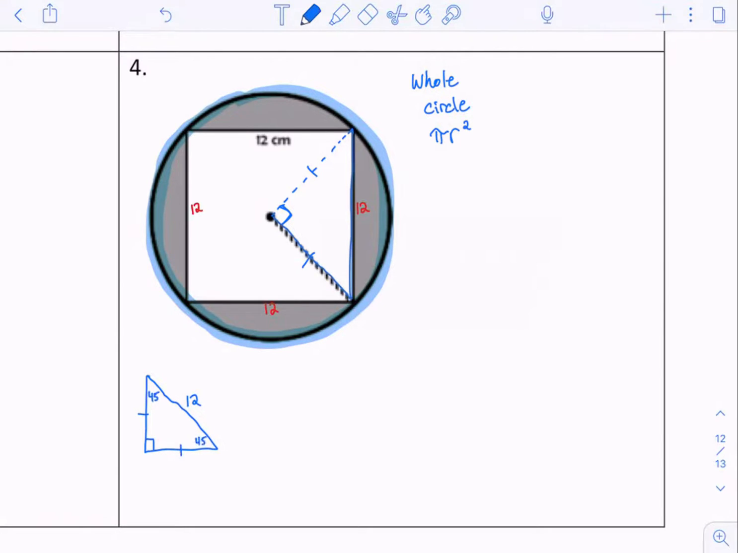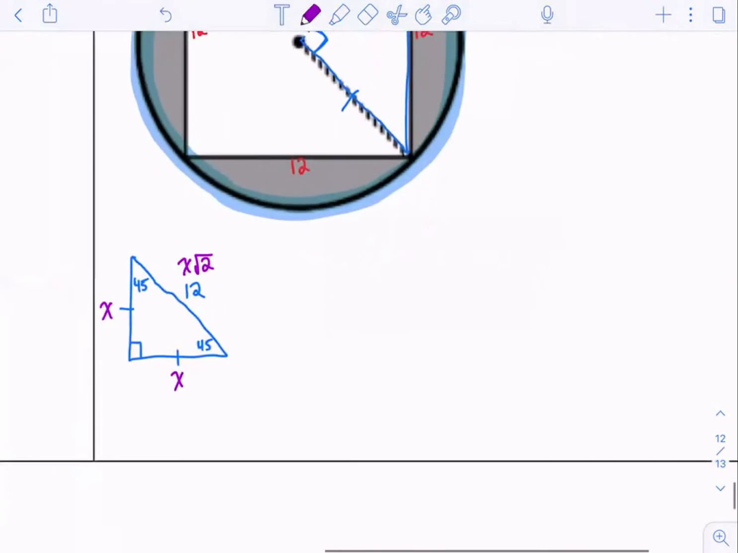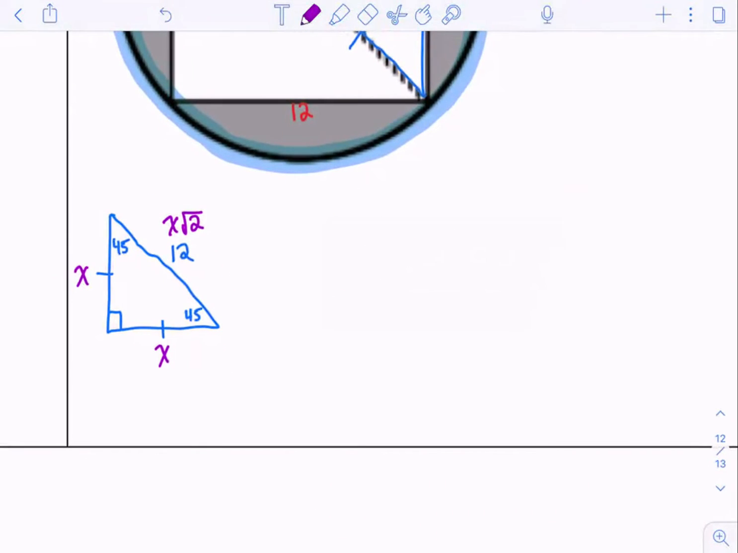So my rules for that is x, x, and then this is x rad 2. So this is where the challenge comes into place, and this is where I'm going to help you. If x rad 2 equals 12, that means to find out what each x is, I have to divide by rad 2. So I get x equals 12 over rad 2.